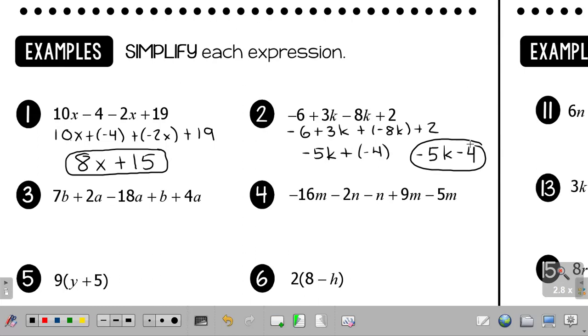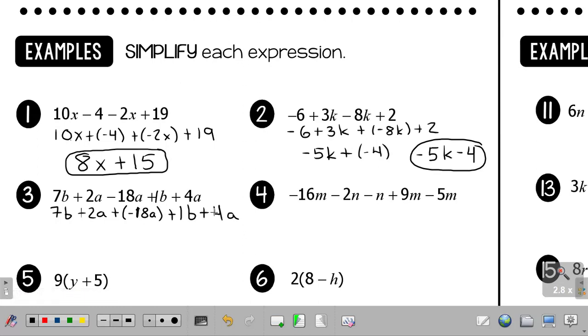Number 3, same kind of thing here, except we have 2 different variables, so be careful here, a's and b's. So I'm just going to do the a's first because they come first in the alphabet. But in this case, once again, I'm going to write it as a sum. And I'm going to make sure to put a 1 in front of that b so I know that there's a coefficient of 1 there. But now let's add up all the a terms.